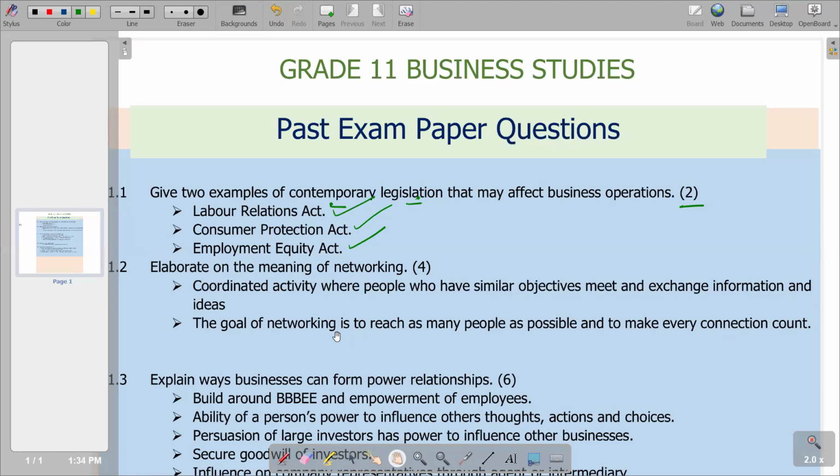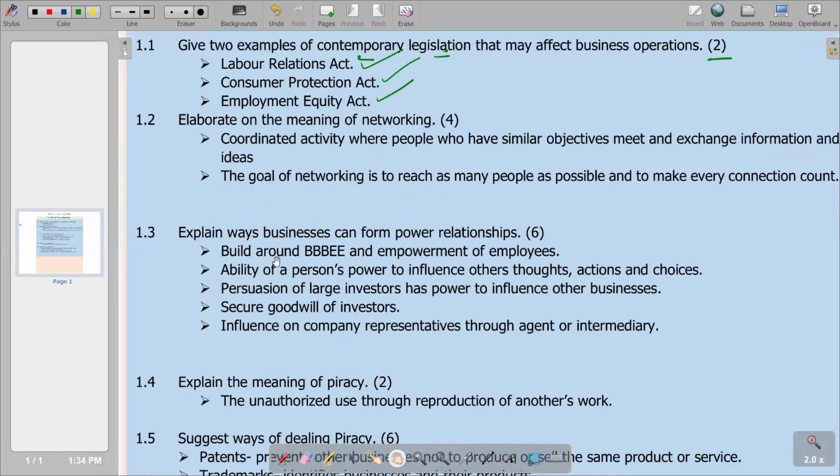Moving on to 1.3, which says, explain ways businesses can form power relationships. We have a new term there, power relationships, so we want to understand what exactly we mean by it. A power relationship is a relationship in which one party has social or formal power over another. So when a relationship exists between two parties, but one party has power over the other, we call it a power relationship.